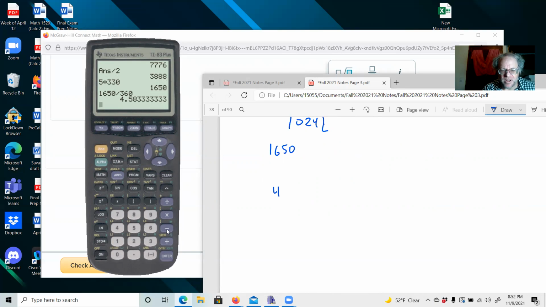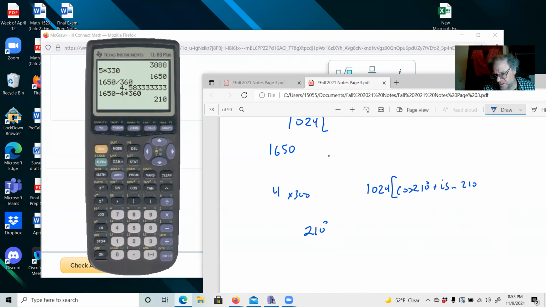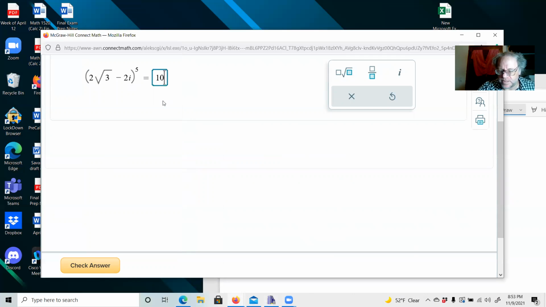So if we subtract off 1,650 minus 4 times 360, where did I get the 4? Right there. So if I subtract that off, we end up with 210 degrees. So my answer here is 1,024 cosine of 210 degrees plus I sine of 210 degrees, and we'll call it a day.